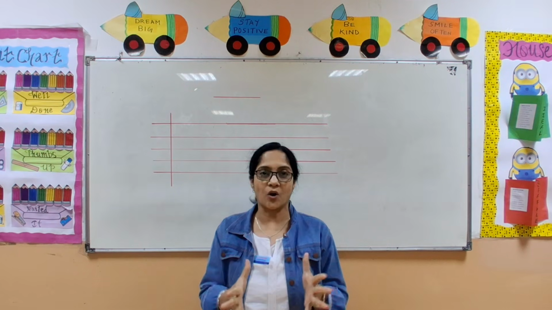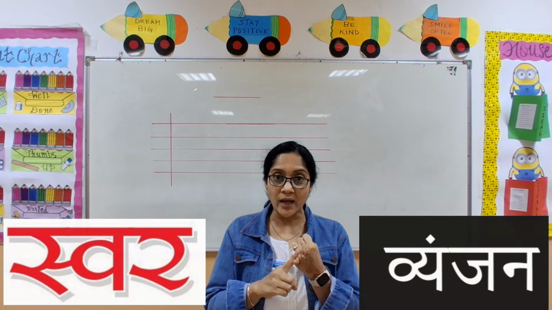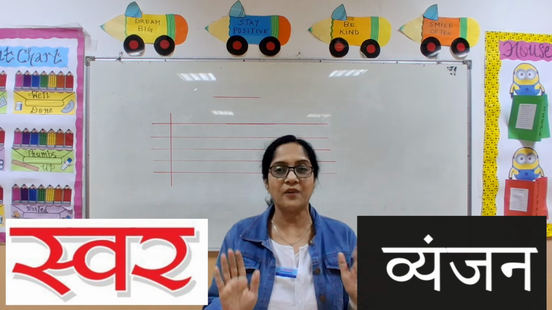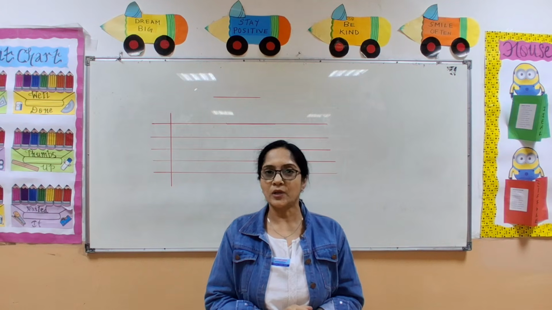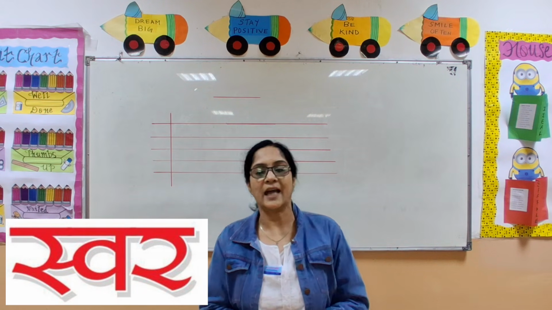What are alphabets called in Hindi? We have two kinds of alphabets. One is Swar and one is Vyanjan, which you have already learned very well now. Okay. So now let's do a revision of Swar for the time being.